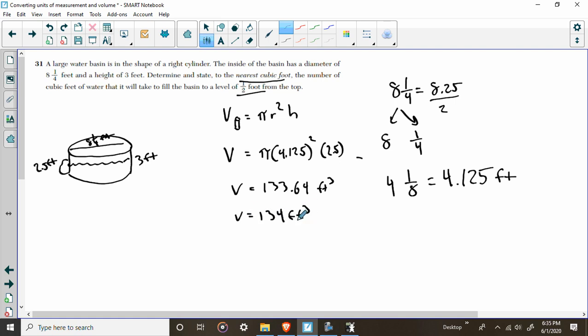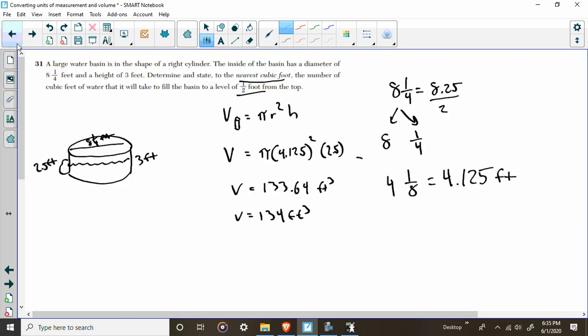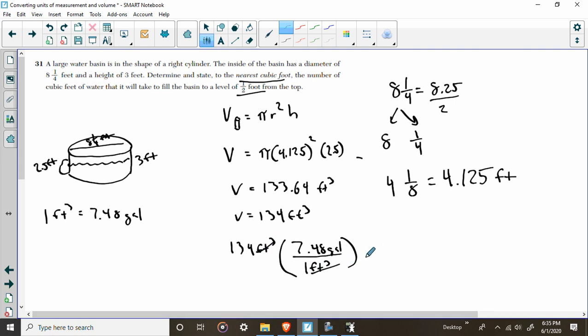134 feet cubed. I'm going to take it a step further and say, hey, what's that in gallons? Now, in the other problem, it tells you that 1 cubic foot is equal to 7.48 gallons. Again, very silly conversion, but that's what we got. So with 134 feet cubed, I want to get rid of feet cubed, so I'll put 1 foot cubed on the bottom and what I want as an answer on the top. The feet cubed will cancel with the feet cubed. So what is 134 times 7.48?